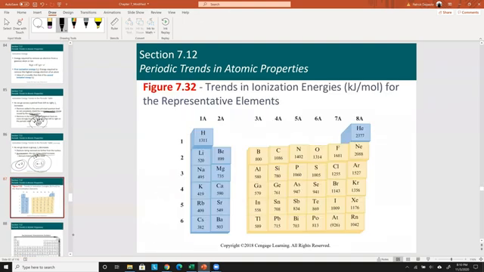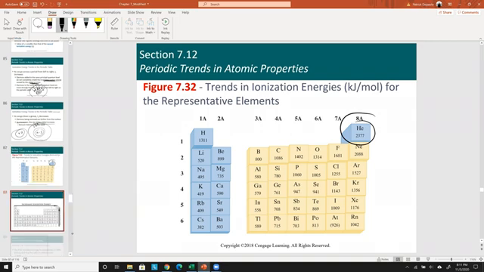So here's a chart going over the first ionization energy. The top is helium. It follows that trend almost perfectly. There are exceptions, such as nitrogen and oxygen. You'd expect oxygen to have a higher ionization energy, but it's actually lower than nitrogen. But generally, that trend is true.